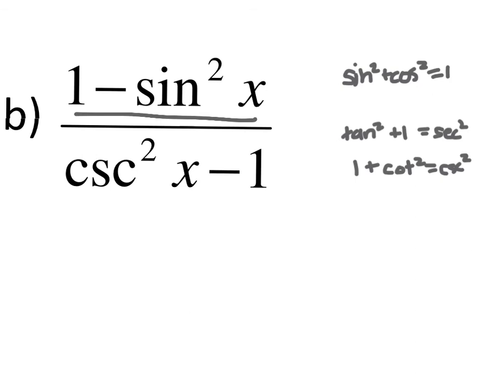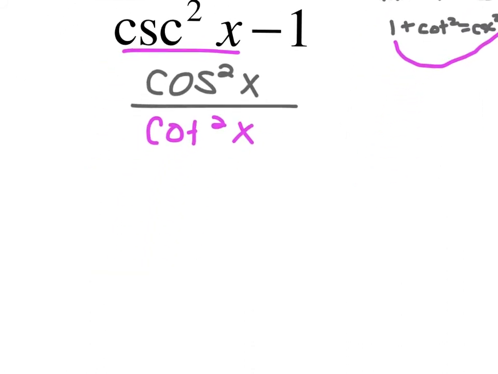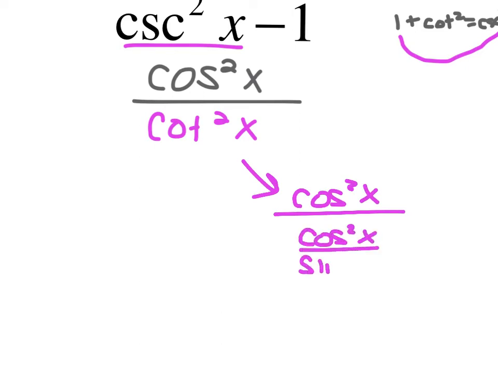So 1 minus sine squared means that I move the sine squared to the other side, which means that can get replaced with what? Cosine squared. And then cosecant minus 1 means that you subtracted the 1 from the other side, which means cosecant squared minus 1 is what? Cotangent squared. And then what can you do? Okay, so cosine squared in the top, and then cosine squared x over sine squared x.